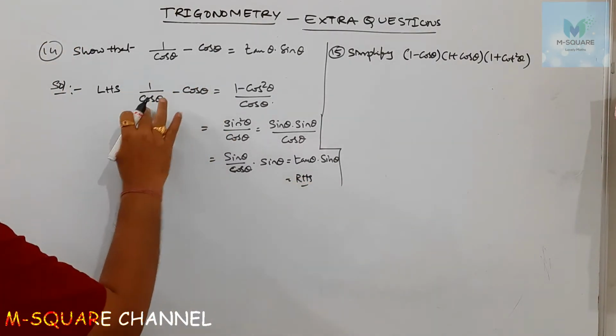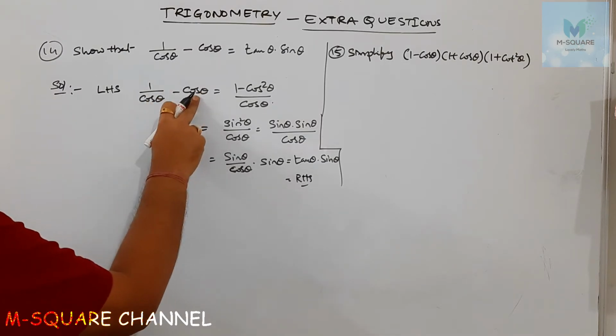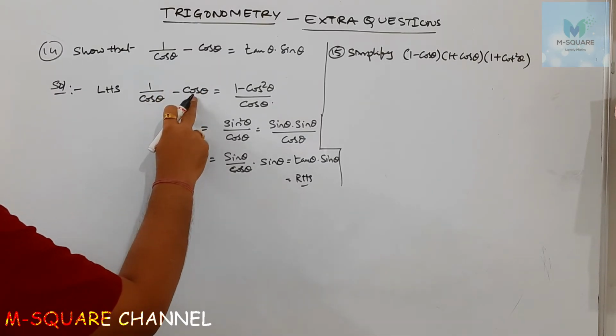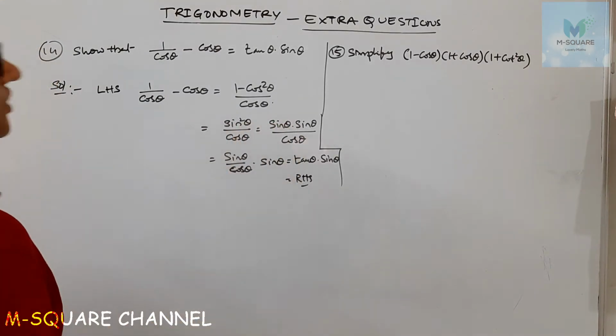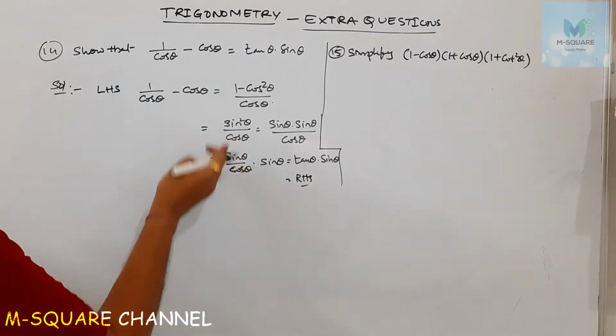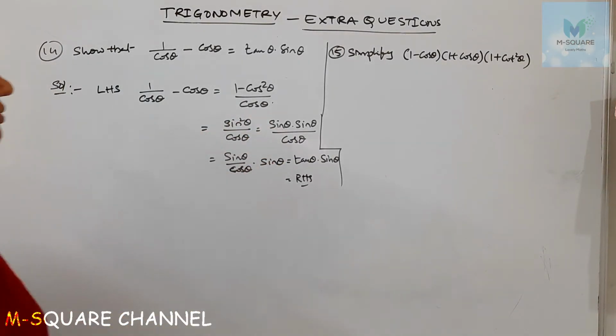Just observe this: 1 by cos theta minus cos theta. So cos into cos square, 1 minus cos square by cos theta means sin square by cos theta. Split this sin square: sin theta into sin theta. Sin theta by cos theta means tan theta into sin theta.